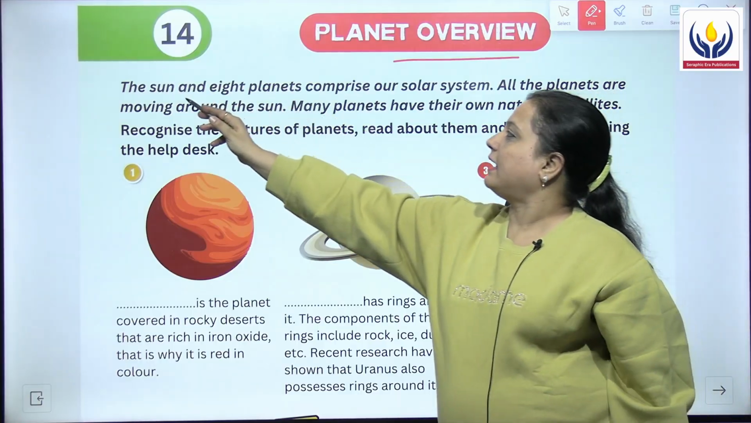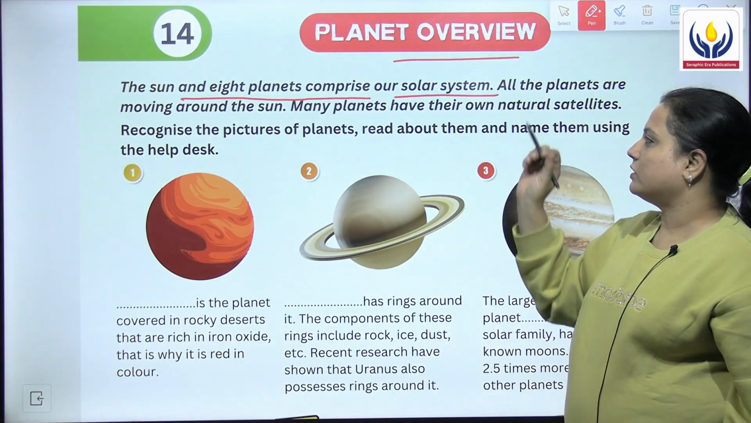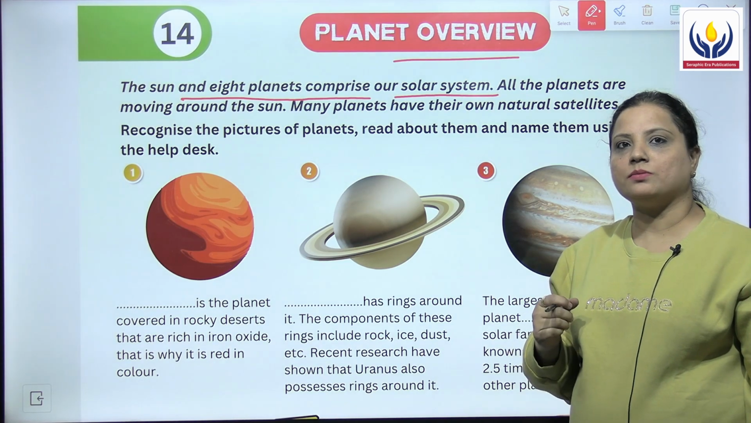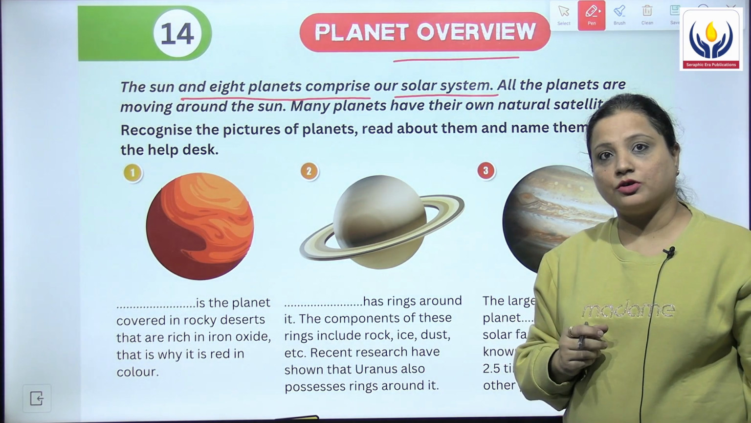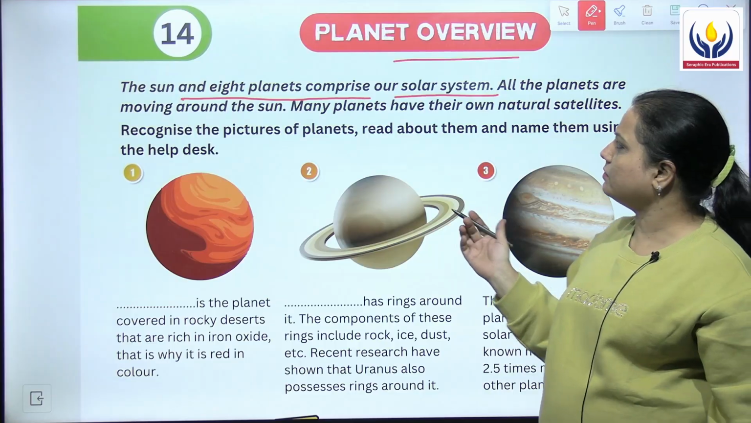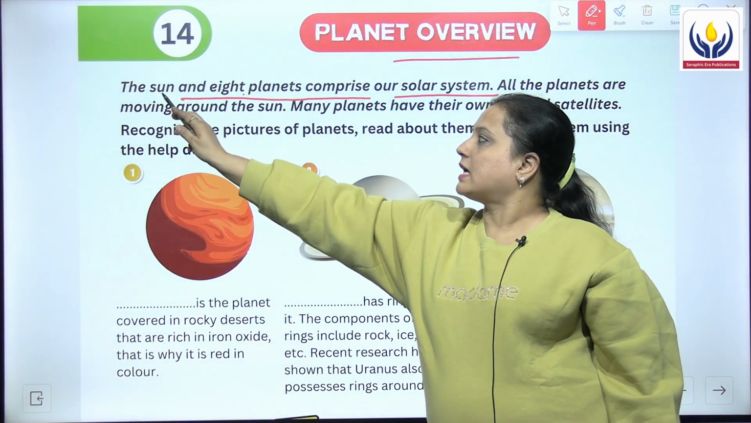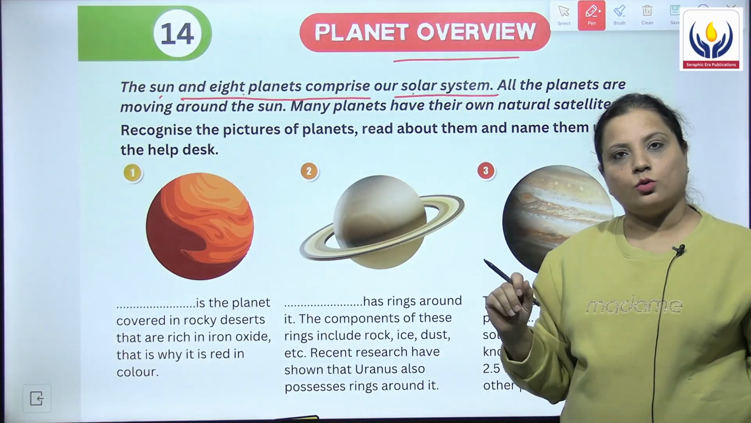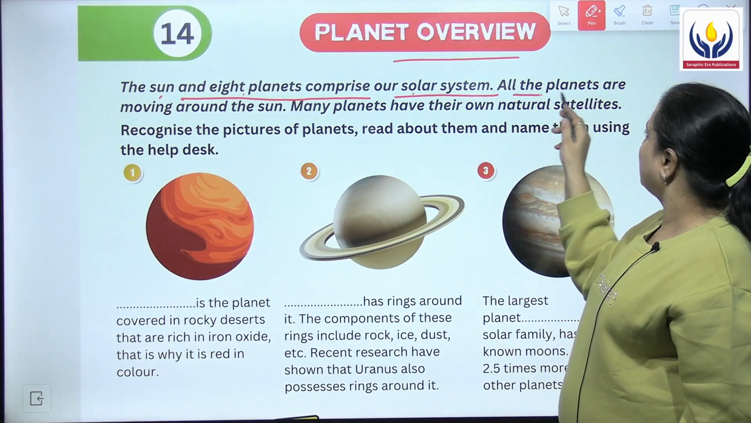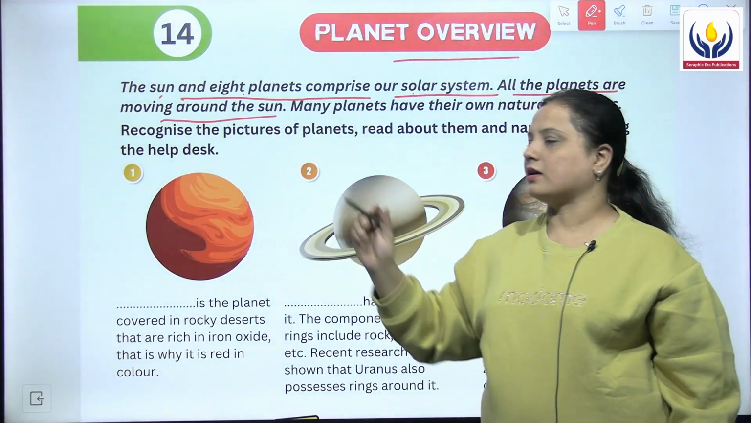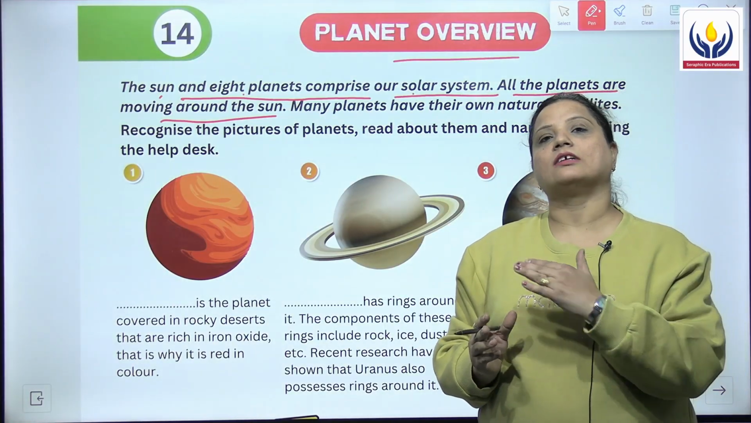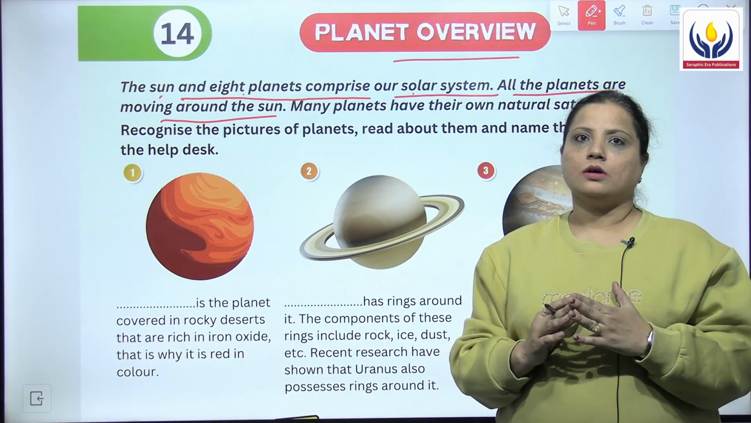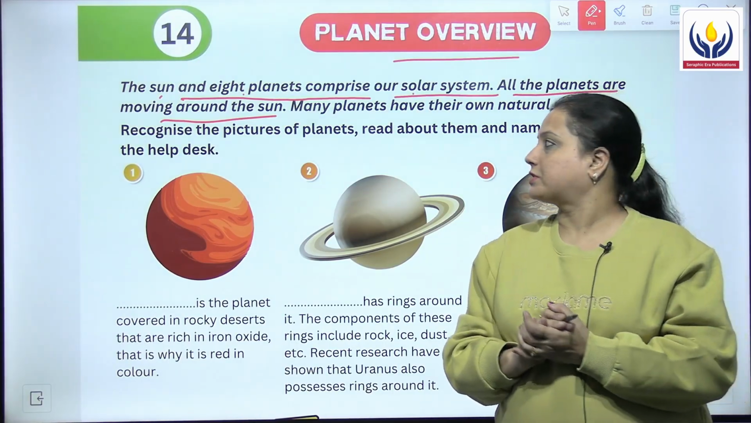The sun and 8 planets comprise our solar system. As I told you earlier in chapter 13, we have 8 planets in our solar system, and along with that the sun, they all join together to form our solar system. All the planets are moving around the sun. What do the planets do? They all are revolving around the sun in a typical order in their particular orbits.